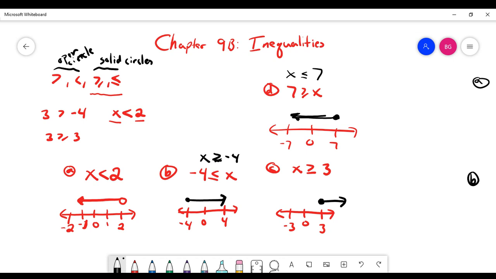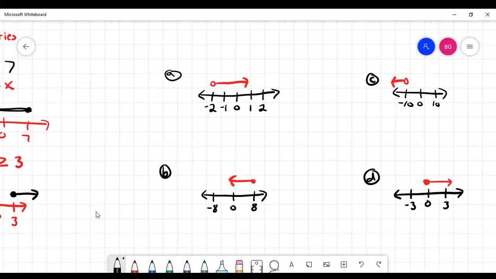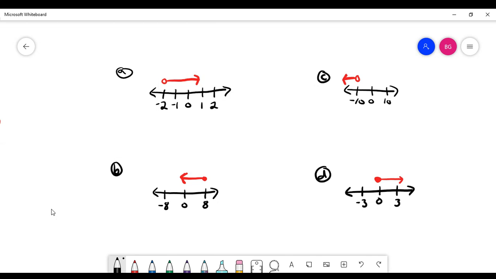Okay, on my number line. All right. So remember, the key thing is open circle means not equal to, okay, and solid circle means equal to. All right, so let's take a look at some here now. Now we're going to be given the number line, and we need to write the inequality.